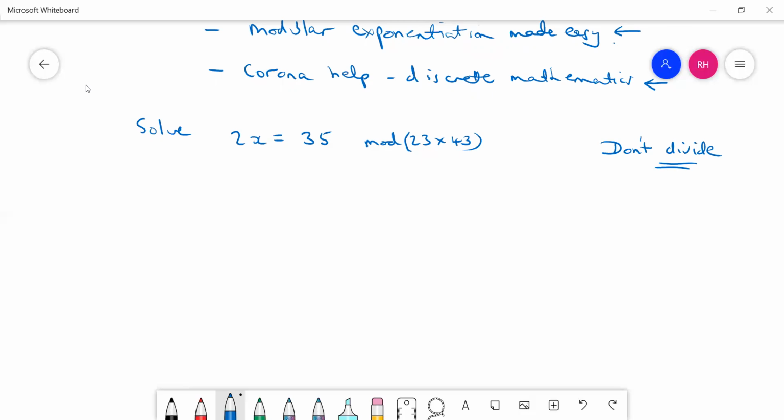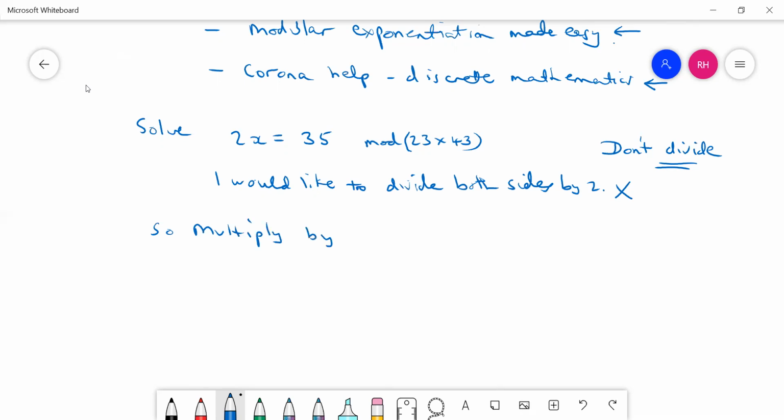Normally, I would like to divide both sides by 2. That's what you would do if you're in high school. Forgetting the mod, if you just had 2x equals 35, divide both sides by 2. But we're saying don't divide. So how can you get the same effect? By multiplying. So what I would suggest is that you start to think this way.